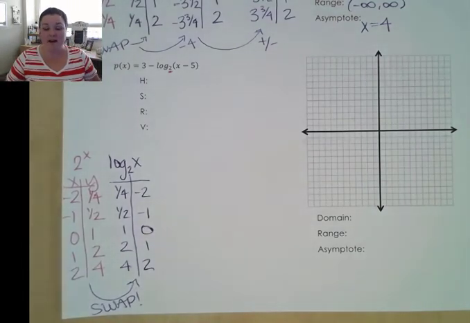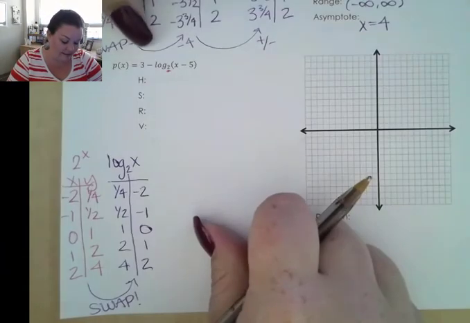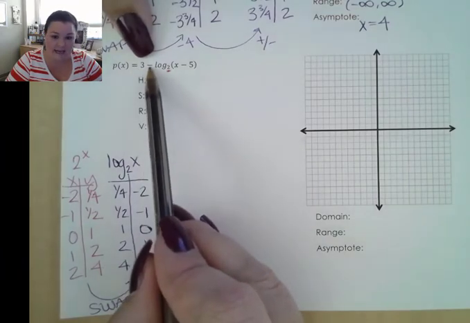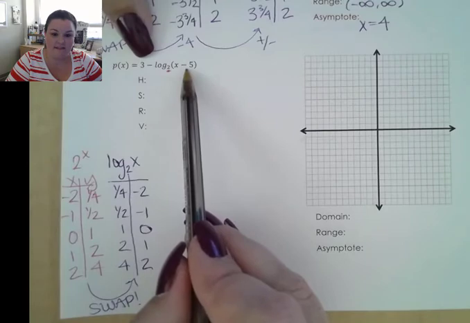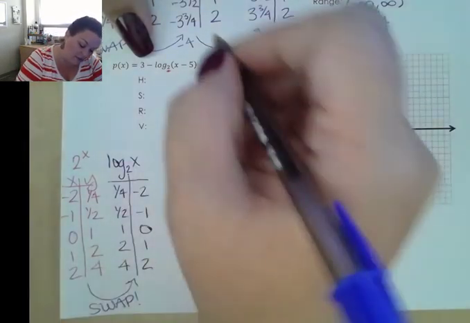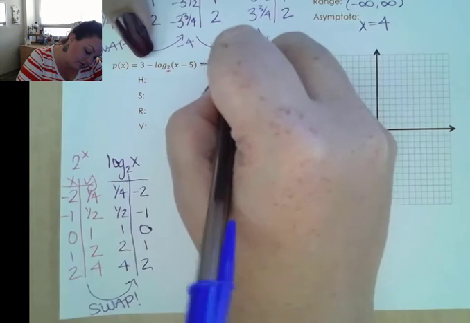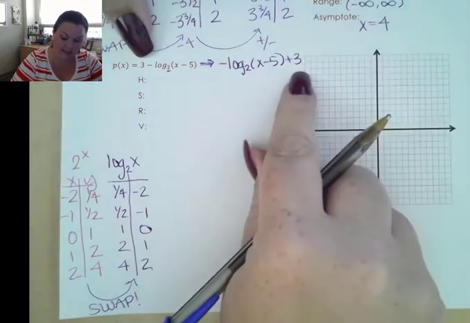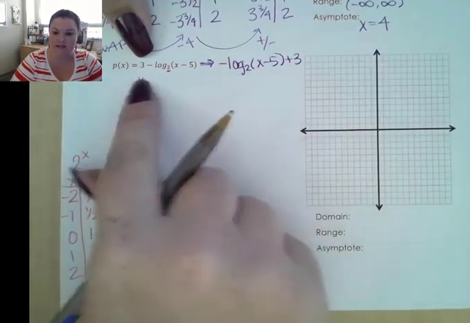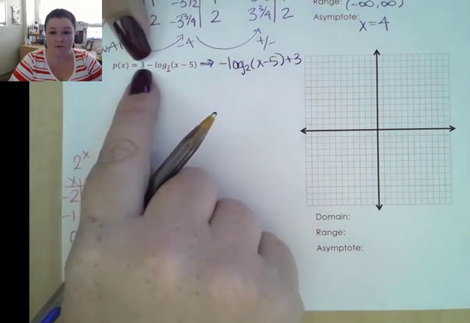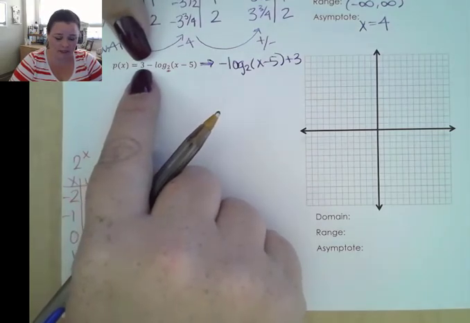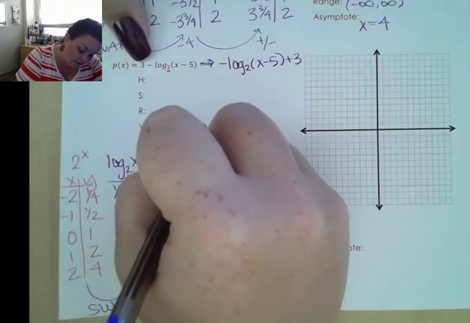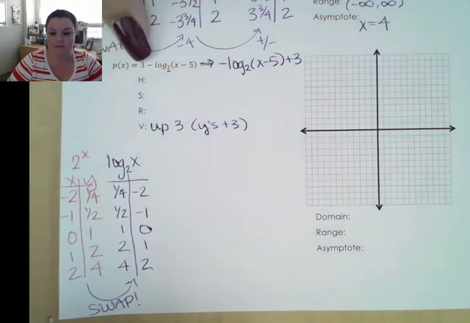Okay. All right. Now we need to know our transformations. So I can see 3 different transformations. I can see the 3, I can see this negative, and I can see the -5 inside. Okay. And if you want to rewrite this, you totally can. If it's easier to have the log term first, log base 2 of x minus 5, and then the plus 3 at the end, you can write it like that, or you can leave it like this. Either way, this positive 3 is outside the log. So we have a positive 3 that we're adding outside the log. That's going to be a vertical shift up 3. So that means we're going to take our y's and increase them by 3.